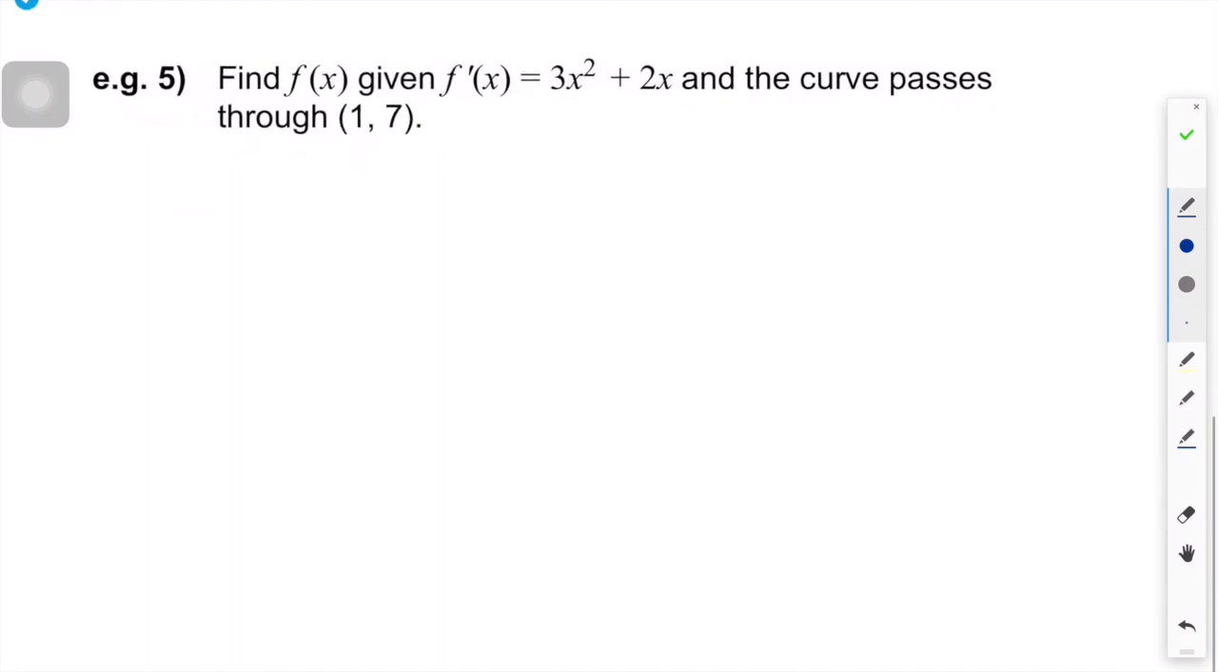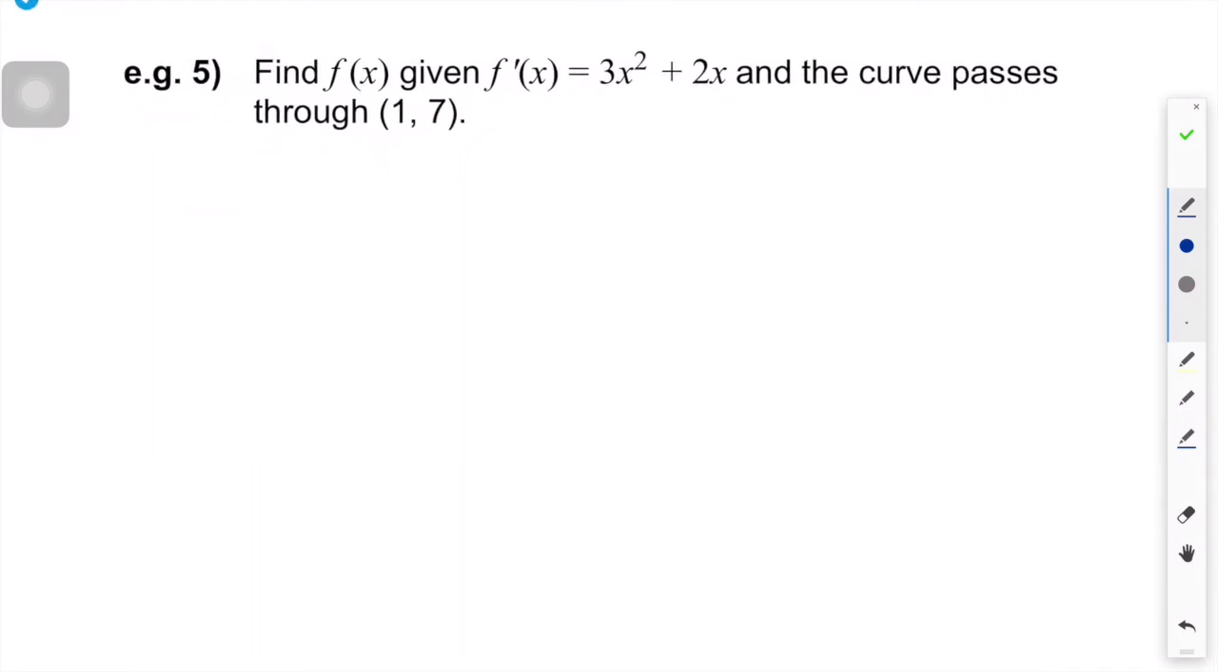Let's move on to example 5. Find f of x given f prime of x is 3x squared plus 2x. The curve of f of x passes through 1 and 7. We know that the relationship between f of x and f prime of x is that f of x is the antiderivative of f prime. So let's write this down.